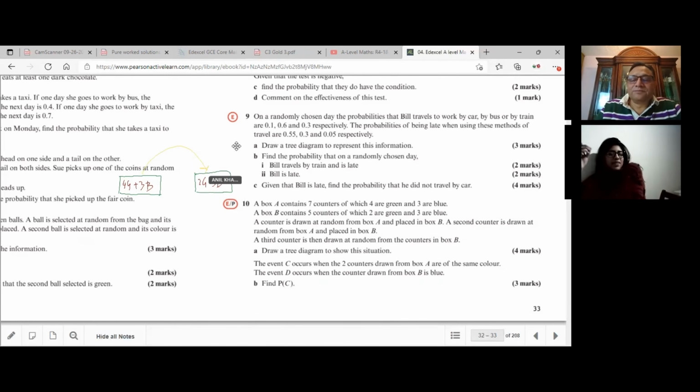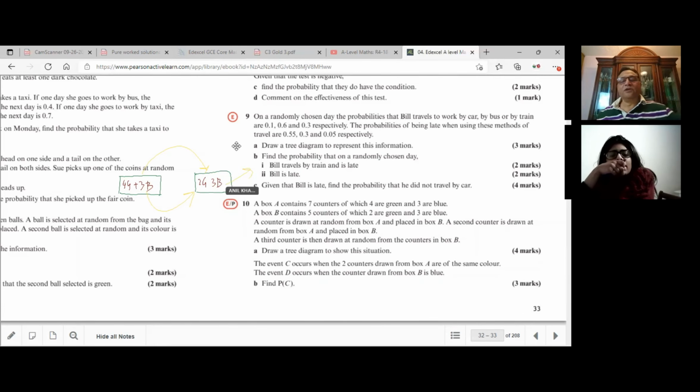Yeah, but from the second time you do it, imagine you take the counter that you just took from A and that's the one you pick up and put back into A. No, this is random. The second counter is drawn at random from box A again, also from A to B. A third counter is then drawn at random from the counters in box B. Then the third one is from B.